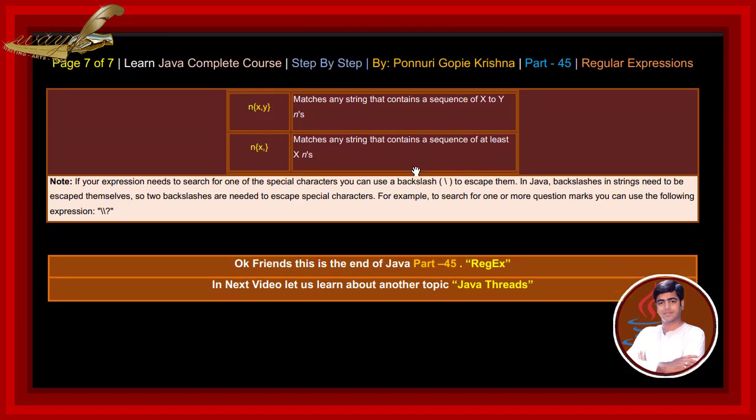If your expression needs to search for one of the special characters, you can use a backslash to escape them. In Java, backslashes in strings need to be escaped themselves, so two backslashes are needed to escape special characters. For example, to search for one or more question marks, you can use the following expression: two backslashes, question mark.